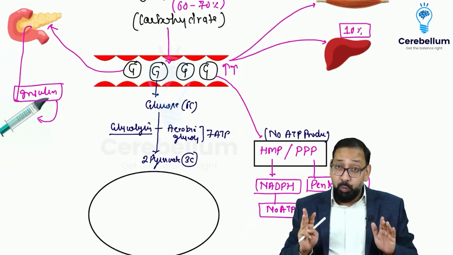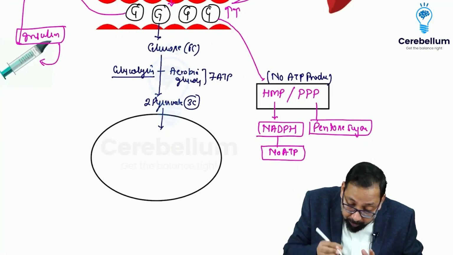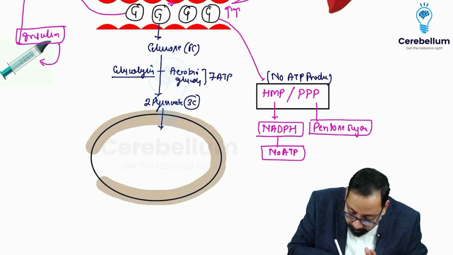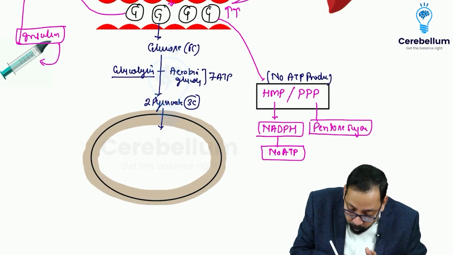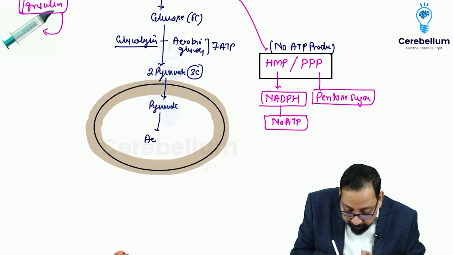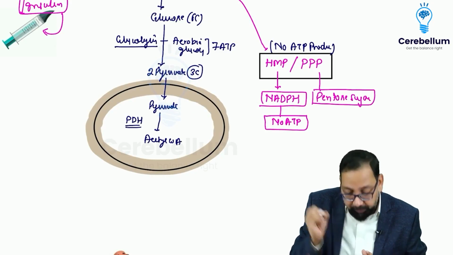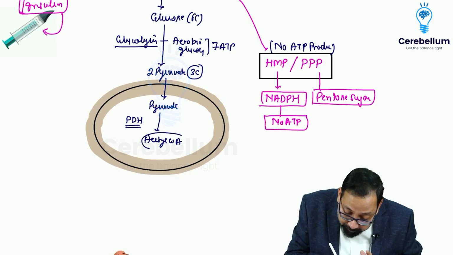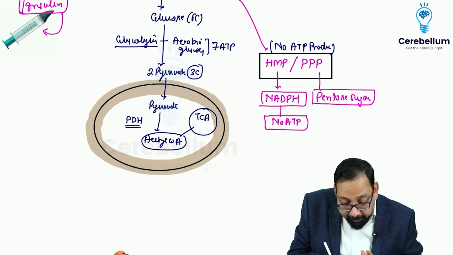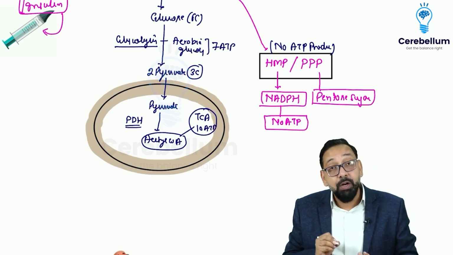Now this pyruvate formed by glycolysis will enter the mitochondria. This 3 carbon pyruvate will be converted to acetyl coenzyme A by the enzyme pyruvate dehydrogenase. This acetyl coenzyme A enters the TCA cycle, the Krebs cycle, to produce 10 ATP.